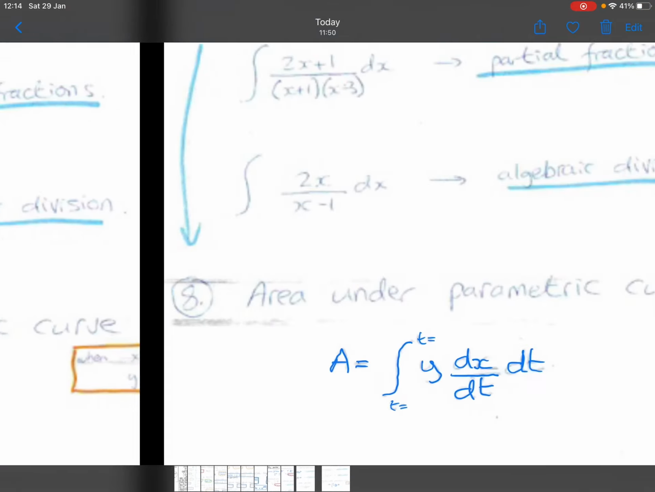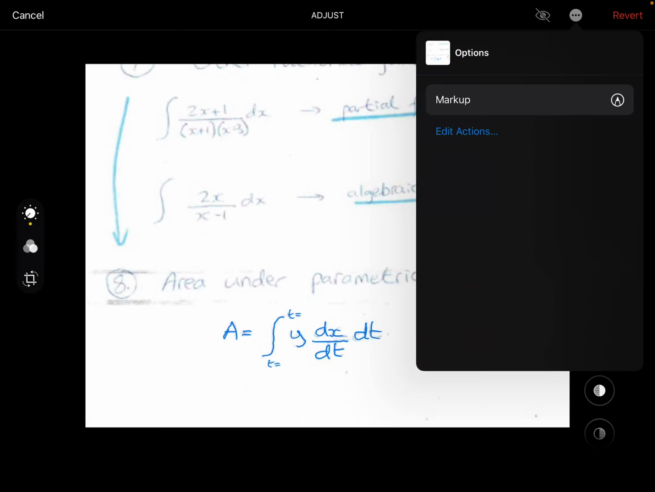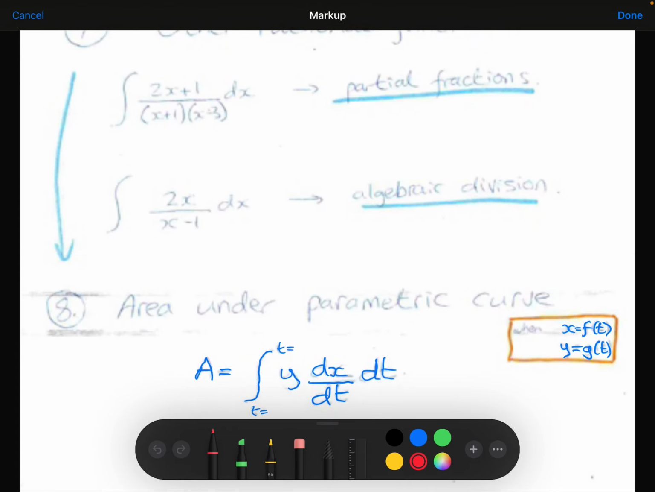And finally, if you have parametric curves, so if you have x as a function of t and y as a different function of t, then to work out the area underneath that curve, you are going to differentiate your x function. You're then going to multiply that by your y function, and then whatever you get, you integrate that with respect to t. And just remember that the limits have to be in terms of t as well.